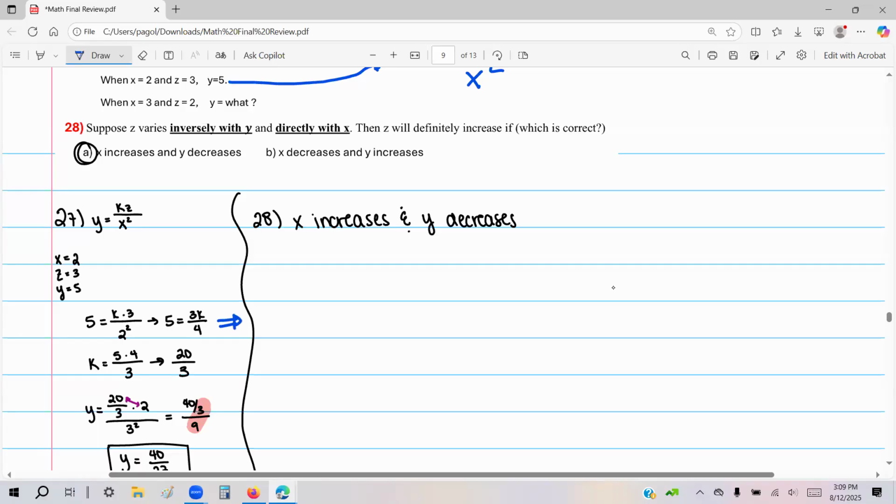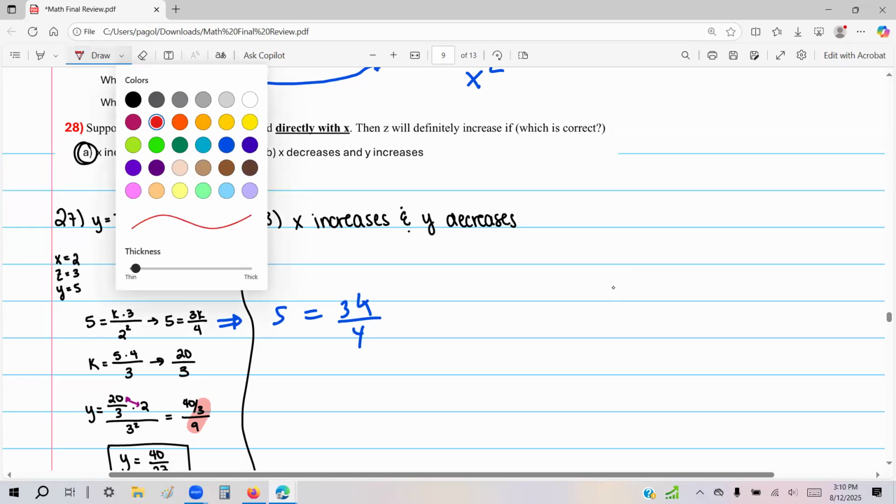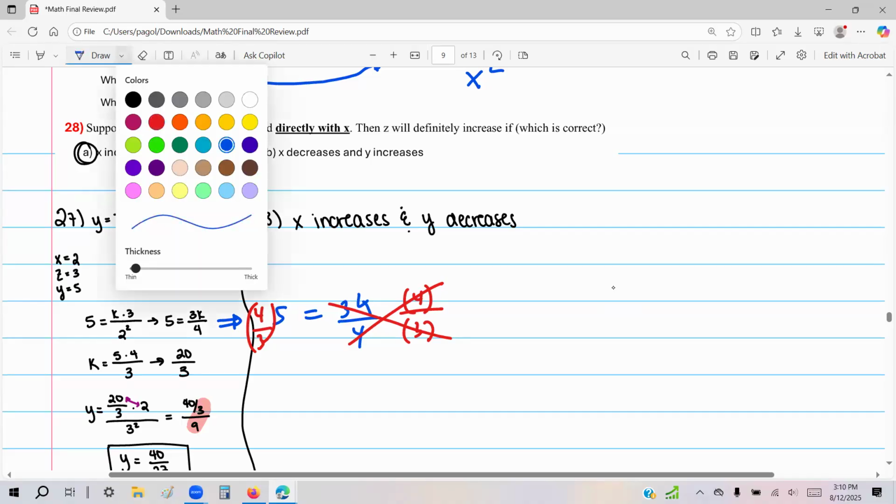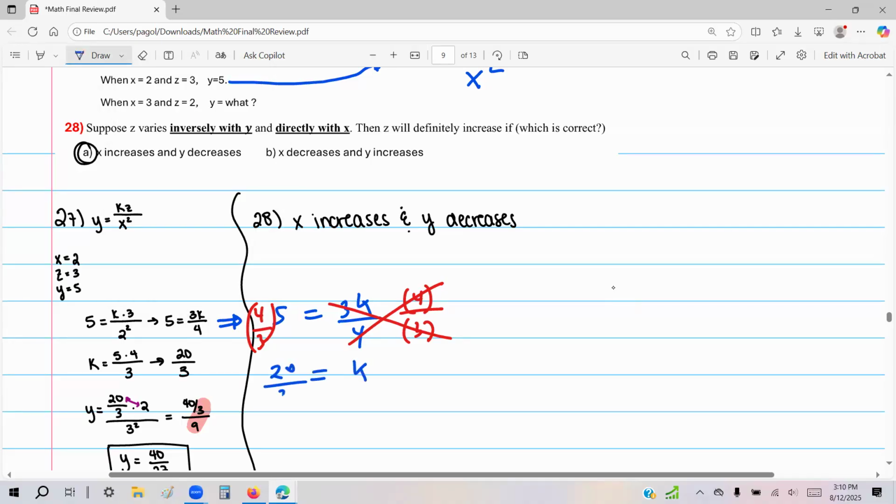Let me do it here. So you have 5 equals 3k over 4. You're getting rid of the 3, so multiply by 3, but divide by 4. So you're doing the same thing on this side. Top gets the 4, bottom gets the 3. So you get k equals 20 over 3.